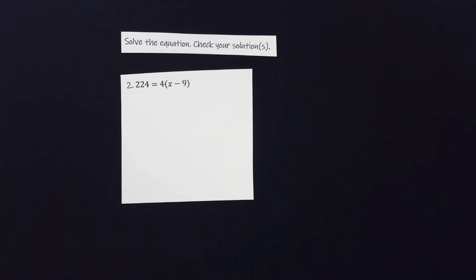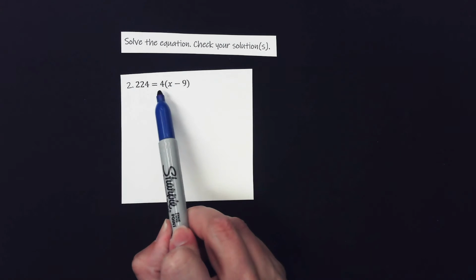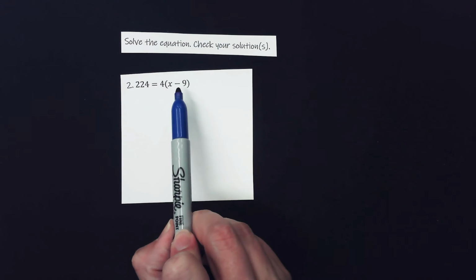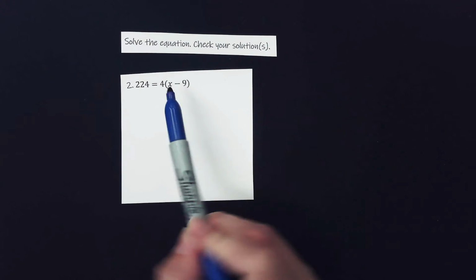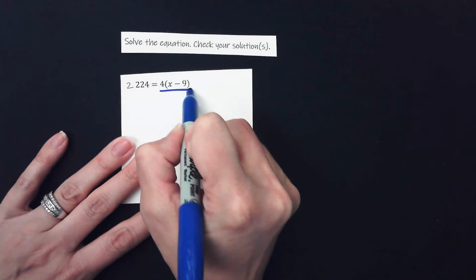Okay? So, this problem looks to me to be just a linear equation, and you can start this multiple ways. I have this 4 multiplying a parentheses, so I can either distribute the 4 or I could divide both sides by 4. So I'm going to do that, and then it just gets rid of it.